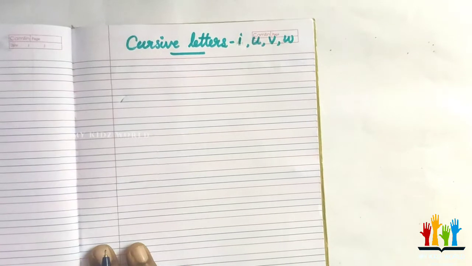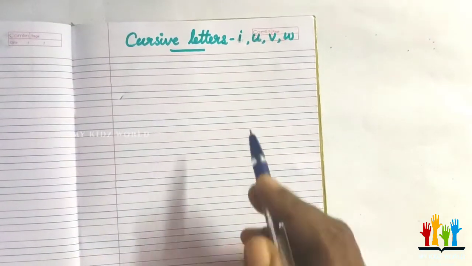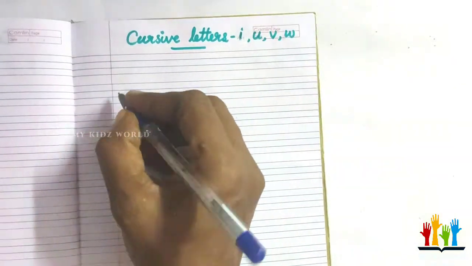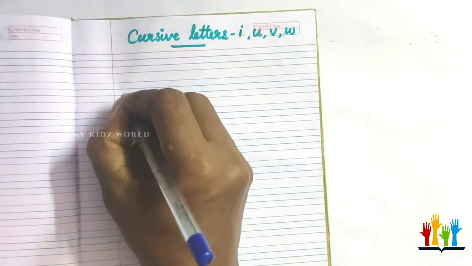Hi friends, today we will learn cursive letters I, U, V, W. Let's start. I will show the formation. Start from the third line.